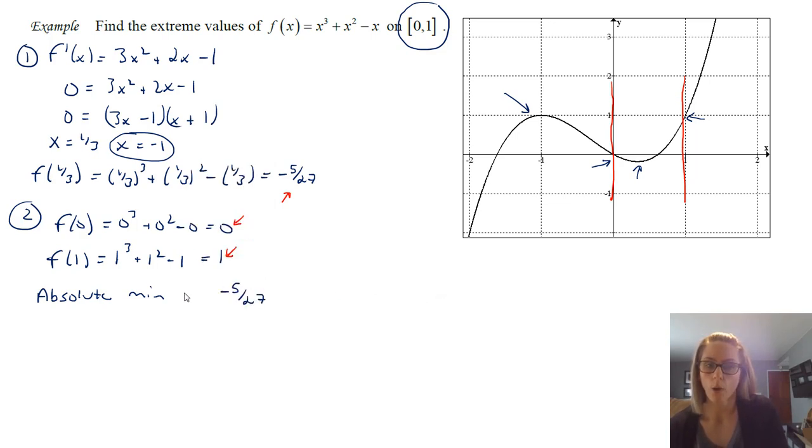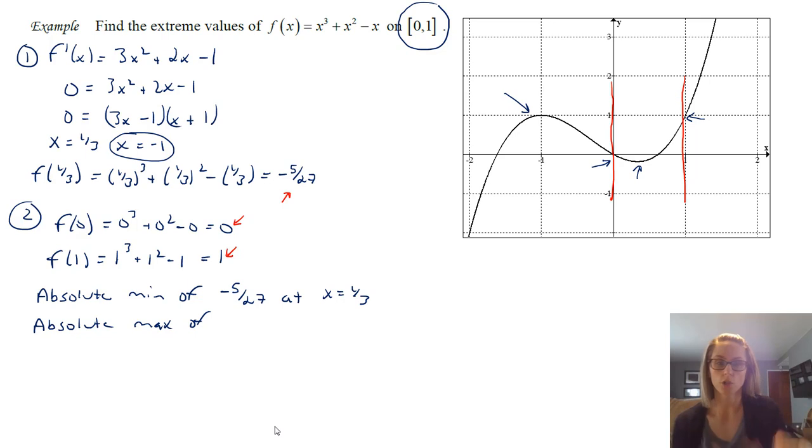So a minimum value of -5/27 at x equals 1/3, because that's the smallest, lowest y value we have. And we have an absolute max of, and then we just want the largest y value, which is 1, at x equals 1. So again, we can see this on the graph.